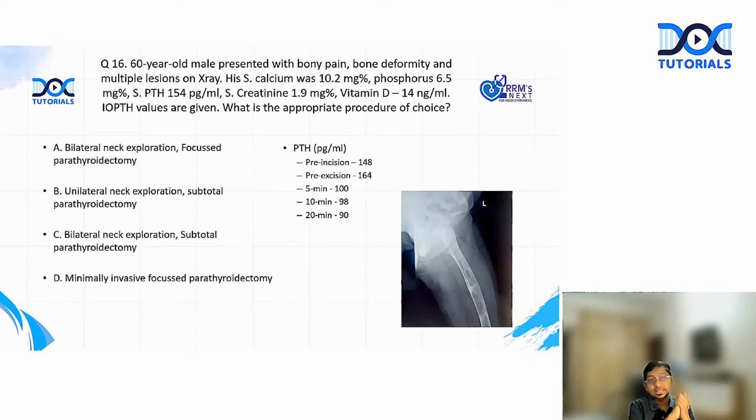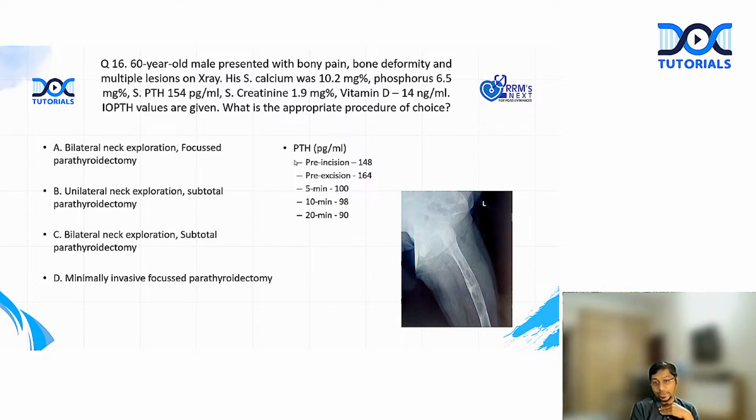Okay. A 60-year-old male with bony pain, bone deformity, and multiple lesions on the X-ray. You can see the X-ray given here. You can see these multiple lytic lesions within the cortex of the bone. His serum calcium was 10.2. Serum phosphorus was 6.5. Serum PTH was 154. Serum creatinine was 1.9. The vitamin D was 14. IOPTH values are given. What is the appropriate procedure of choice?